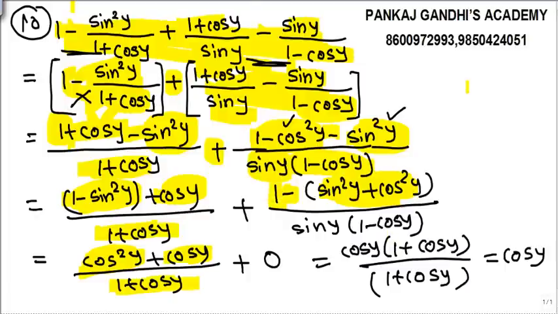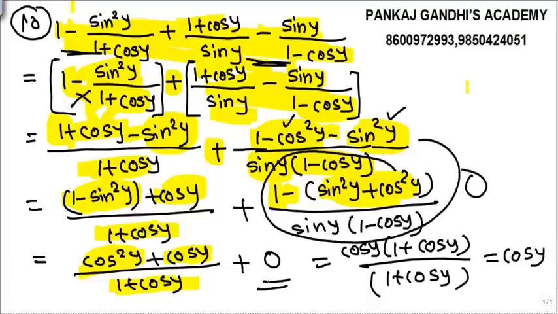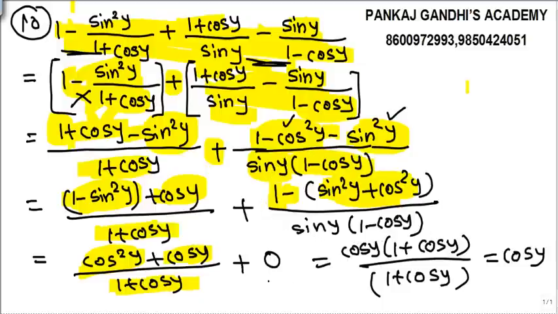So what will come as the answer? 1 minus 1, which is obviously 0. So this whole part will become 0. Okay, so the answer is 0. The whole part is 0. So therefore, the first part, cos square y.